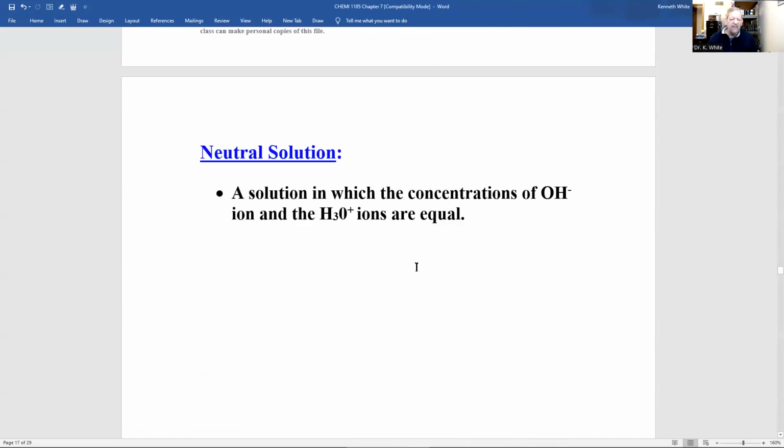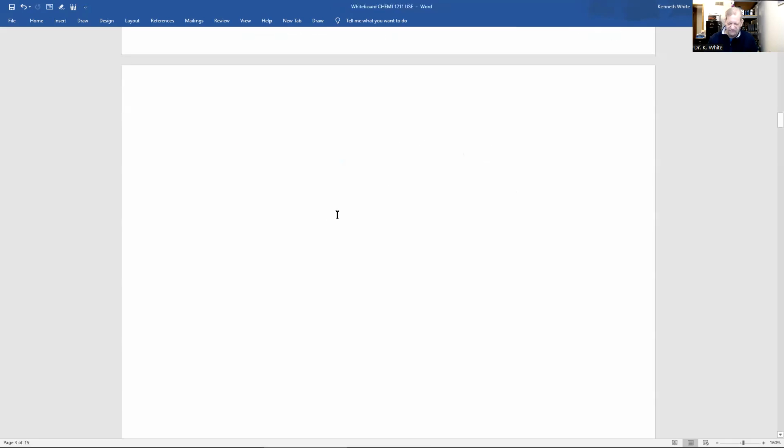And finally, we have a neutral solution. A neutral solution is a solution in which the concentration of the hydroxide ion and the hydronium ion are equal. So for a neutral solution, this is true. So let's go through this again, but in an easier way to remember.